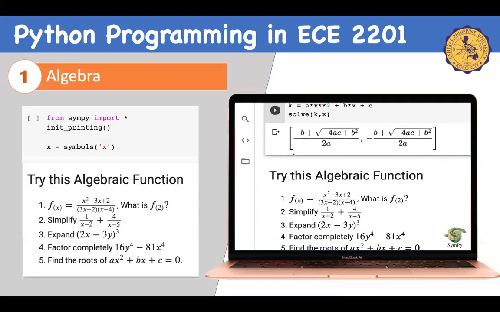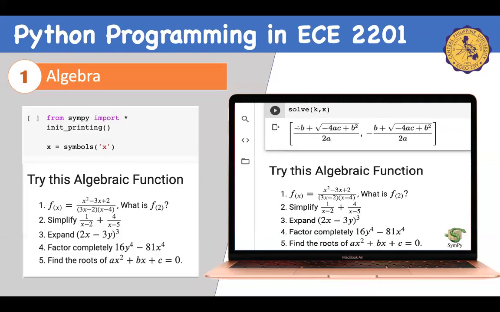And it will give you a quadratic formula. So this is actually the quadratic formula that we have used since then. Okay, this is the quadratic formula. That's how you use solve to solve for the value of a variable.